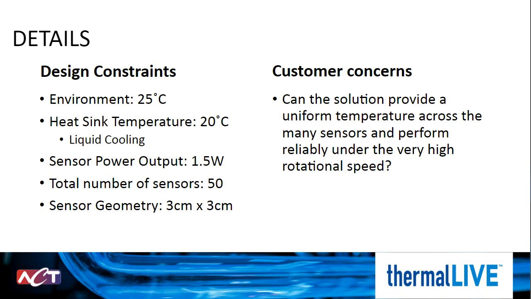So now for this application, we're going to look at sensors that generate about 1.5 watts, which means the amount of heat output or waste heat as it's being used. For this, we'll look at a total number of 50 sensors aligned in a row. These sensors are going to be 3 centimeters by 3 centimeters. That 3 by 3 footprint tells us how much surface area we have to remove the heat from the sensors and about what the heat flux is. So you have 1.5 watts per 3 centimeters squared.